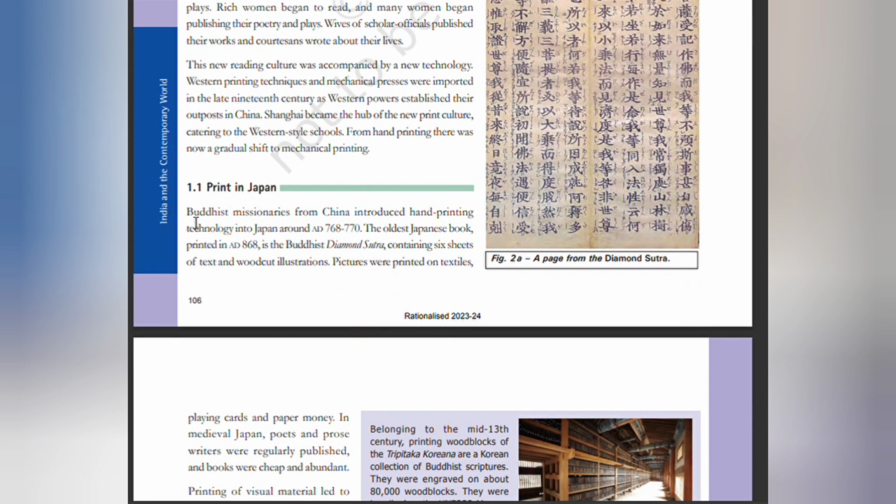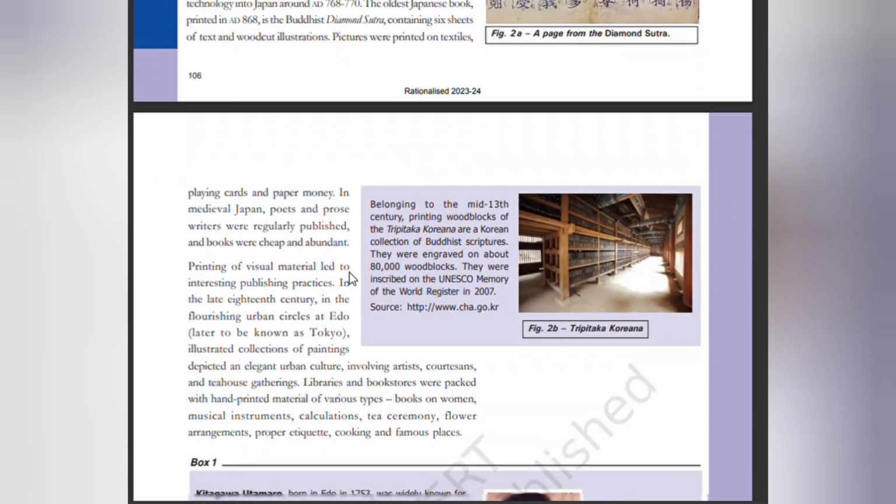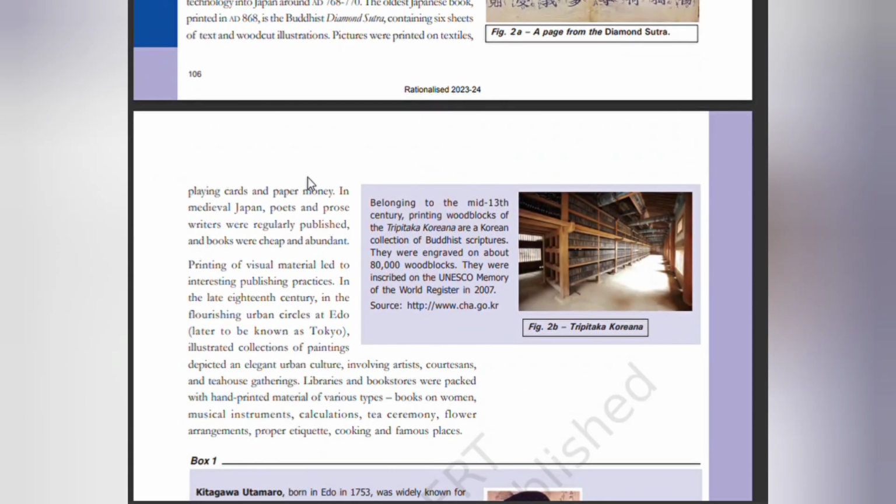Print in Japan. Buddhist missionaries from China introduced hand printing technology into Japan around AD 768-770. The oldest Japanese book, printed in AD 868, is the Buddhist Diamond Sutra, containing six sheets of text and woodcut illustrations. Pictures were printed on textiles, playing cards, and paper money. In medieval Japan, poets and prose writers were regularly published and books were cheap and abundant.